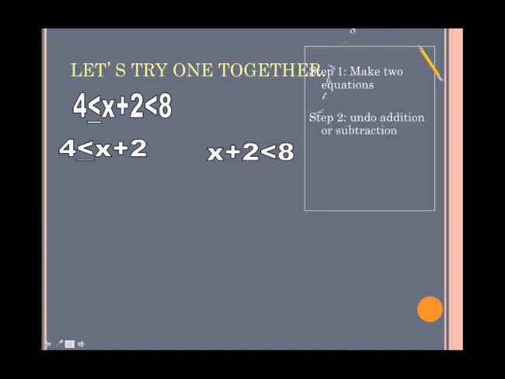So we can undo any addition or subtraction, which basically is going to help us solve the inequalities in this step. So we can go ahead and subtract 2 from both sides on our first inequality.